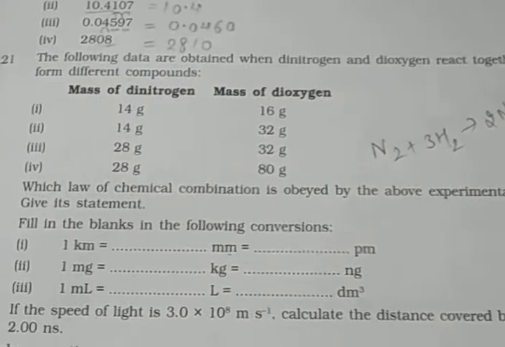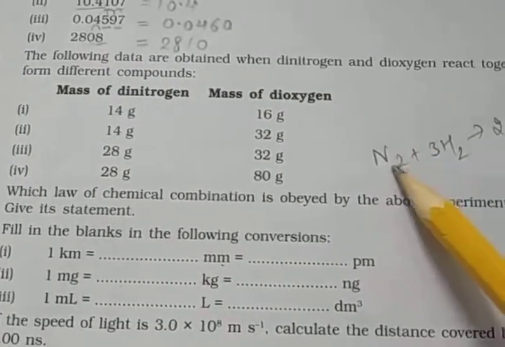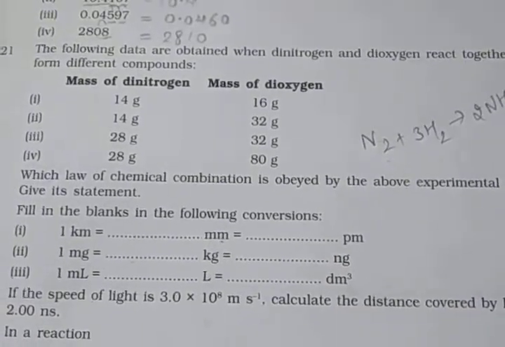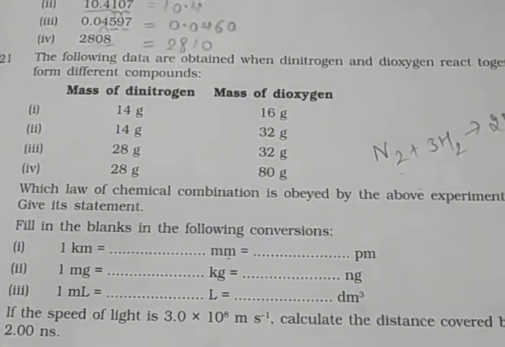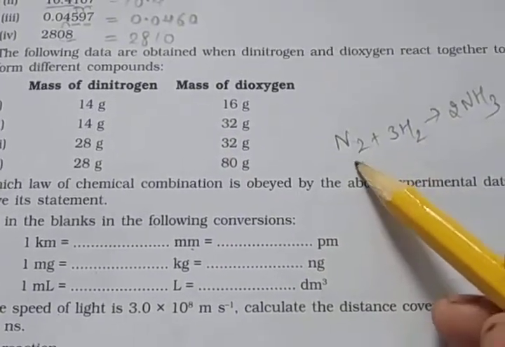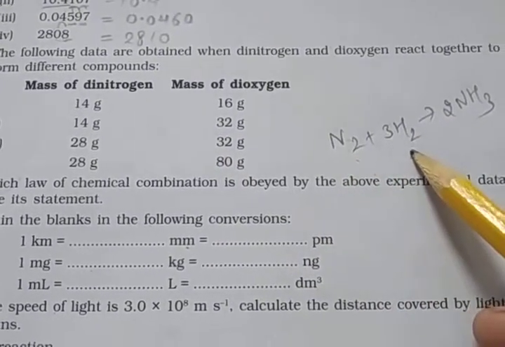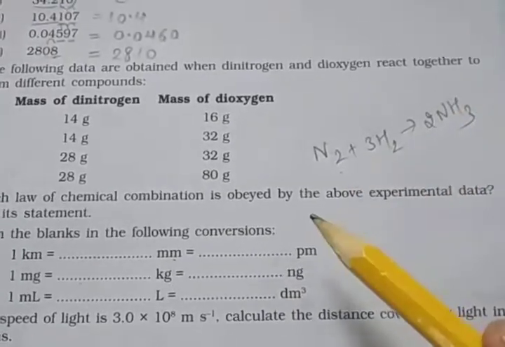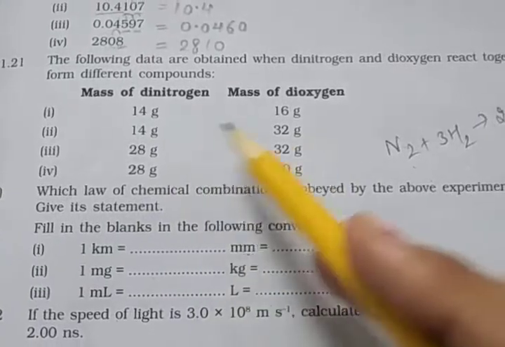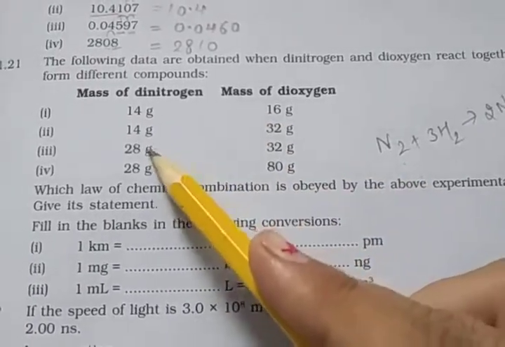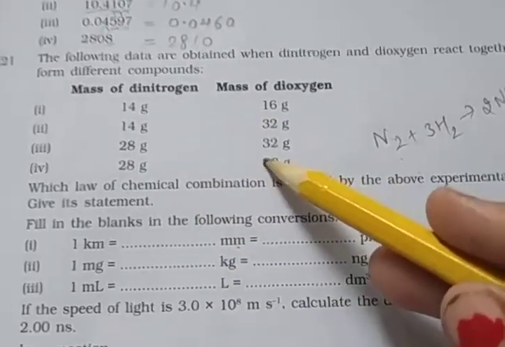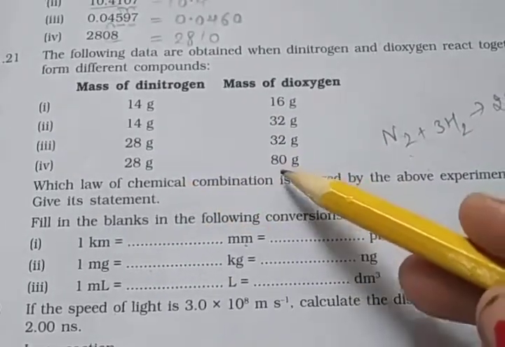Here nitrogen is 28 gram, and total hydrogen, with atomic mass 1, is 6 gram. That means 28 gram combined with 6 gram forms ammonia. Here, first, second, third, fourth are given: 14 gram dinitrogen combined with 16 gram, 14 gram combined with 32 gram, 28 gram combined with 32 gram, and 28 gram combined with 80 gram.